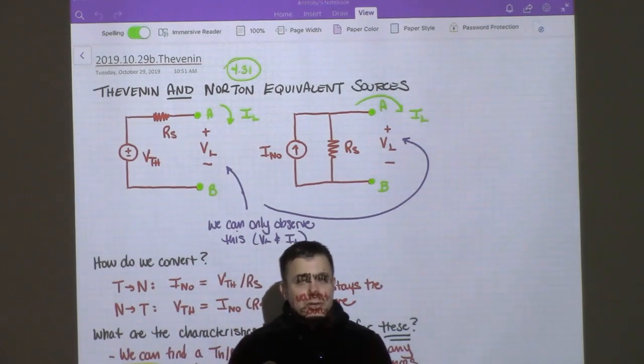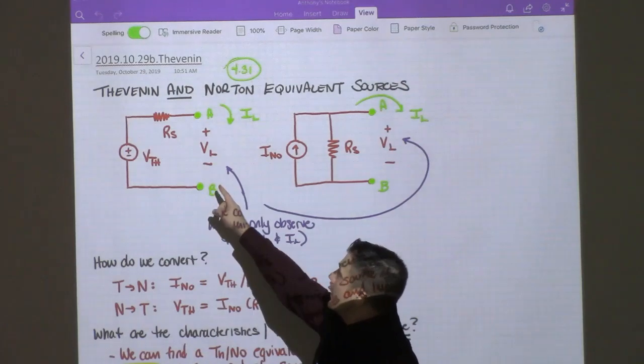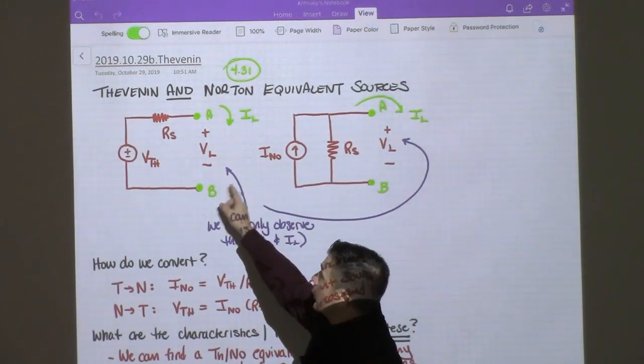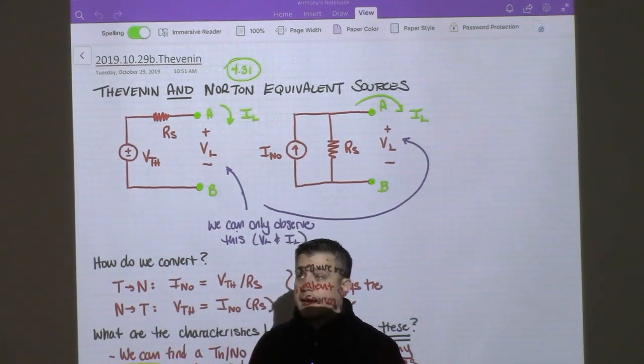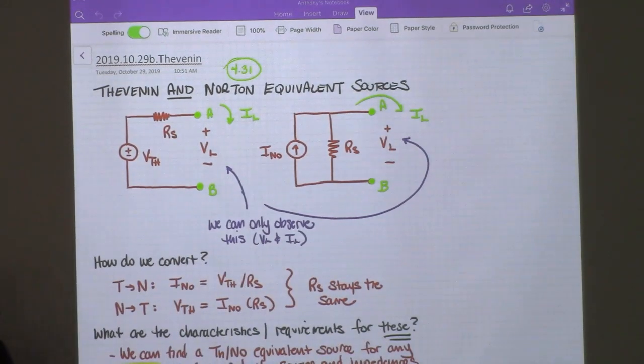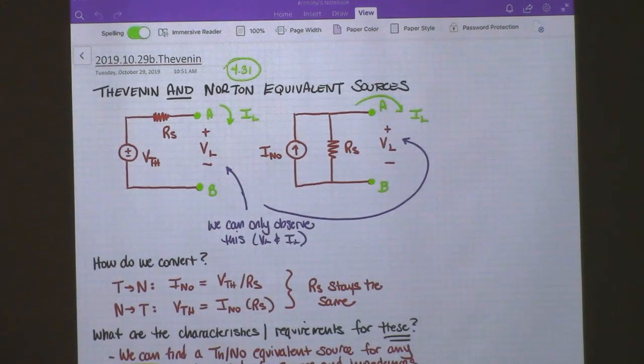We're going to use the short circuit test to give us the current flowing through RS, and then we can use that to go back and calculate what RS is. So it's a little bit more calculation. We have to solve for 2 versions of the circuit as opposed to 1. All right.